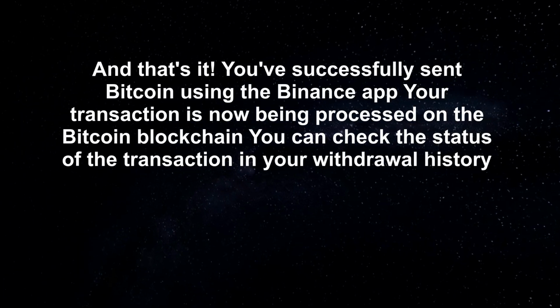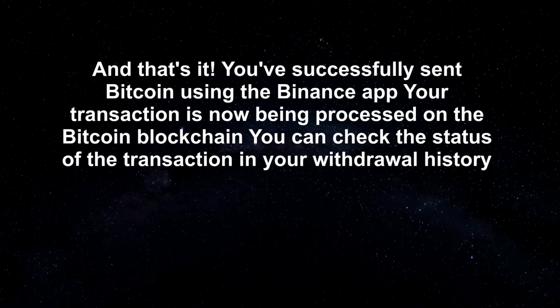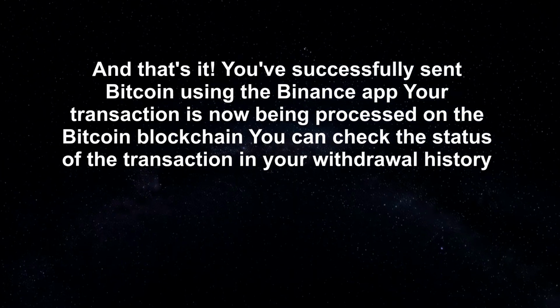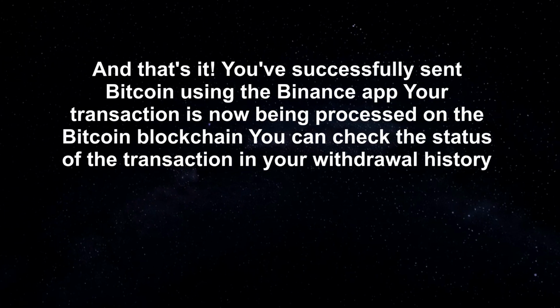And that's it. You've successfully sent Bitcoin using the Binance app. Your transaction is now being processed on the Bitcoin blockchain. You can check the status of the transaction in your withdrawal history.